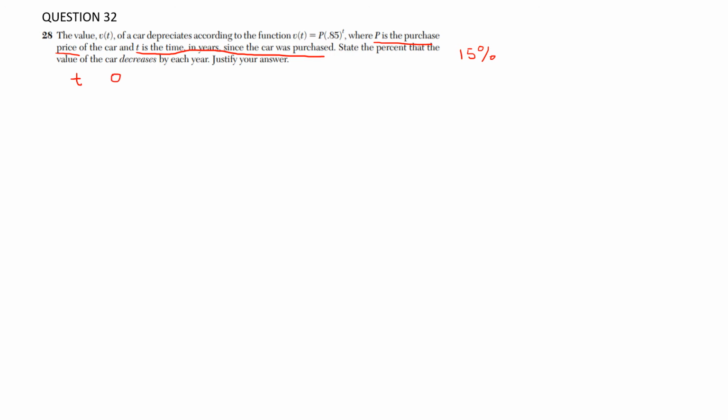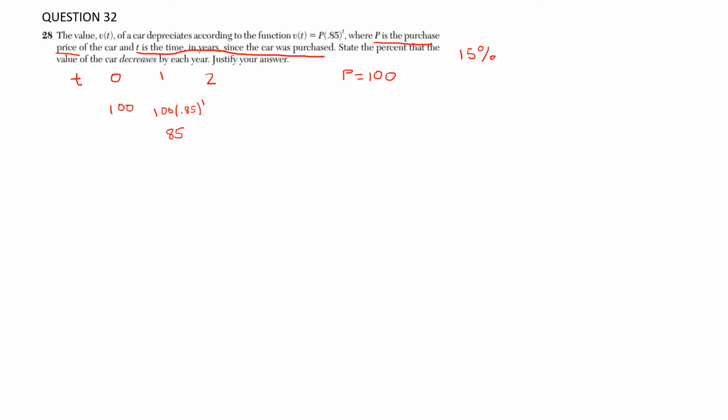So let's do t equals 0, t equals 1, and t equals 2. So at t equals 0, this term becomes 1, right? So then in 0 years since the car was purchased, which is the current time, it would be the purchase price, which is, let's just set it, in this case, 100. P equals 100 at the beginning, just for simplicity's sake. So then by the year after, we know that it's going to be 100 times 0.85 to the first power, which would be $85.